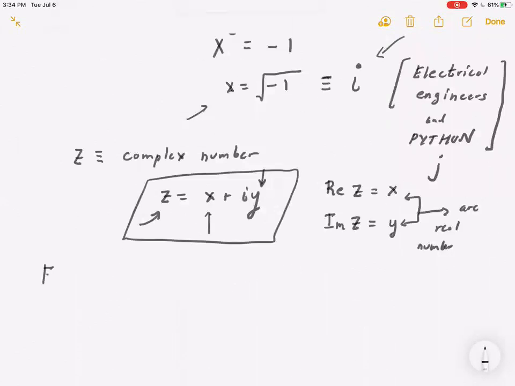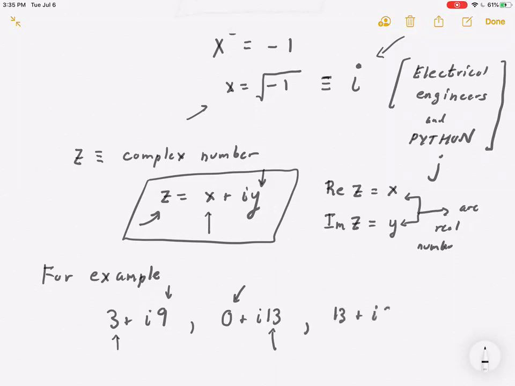So let's look at some examples of complex numbers. 3 plus i times 9: the real part is 3, the imaginary part is 9. 0 plus i times 13: the real part is 0, the imaginary part is 13. 13 plus i times 0. Now you may say, well, this is just a real number. It's true, but another way to view a real number is that it is a complex number whose imaginary part is 0.